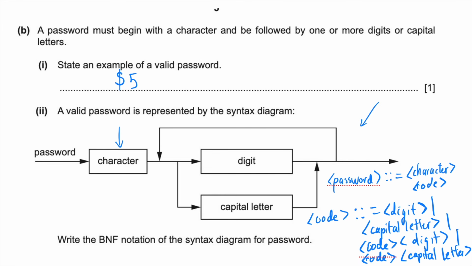So this actually allows us to describe this. It could be followed by one or more digits or capital letters. So it could just be a combination of digits and capital letters. It could be a digit, it could be a capital letter. And having this recursive code, then digit, and then code, then capital letters, allows us to make that combination possible. So this is probably the most complex BNF problem that you would have.